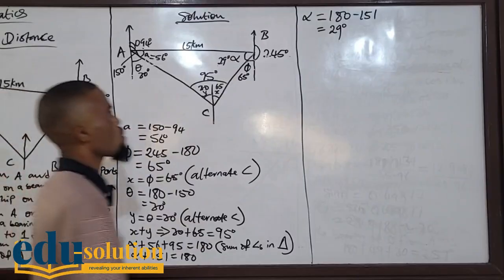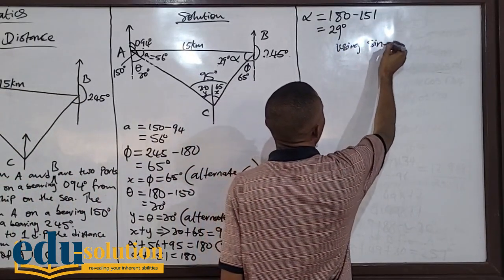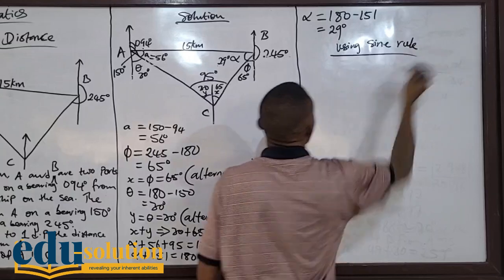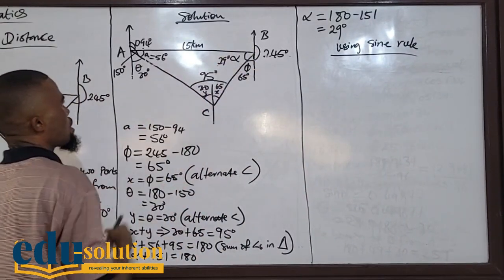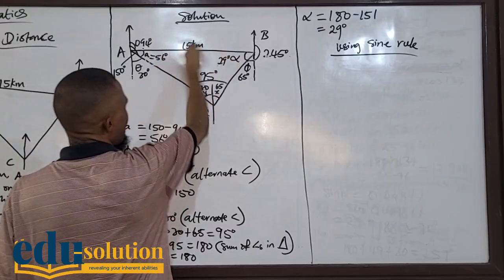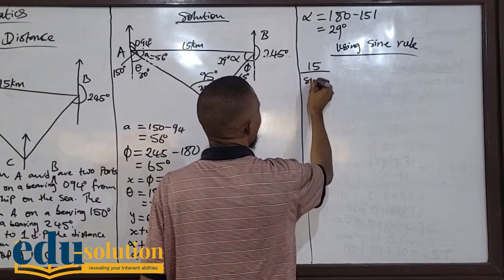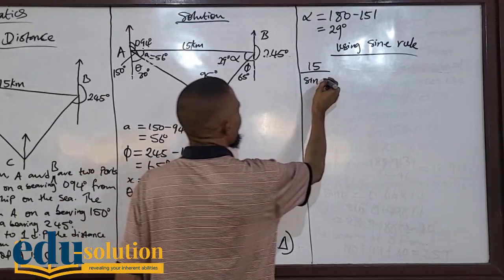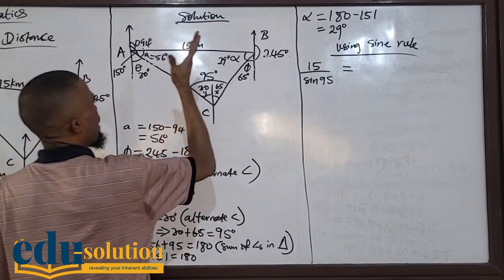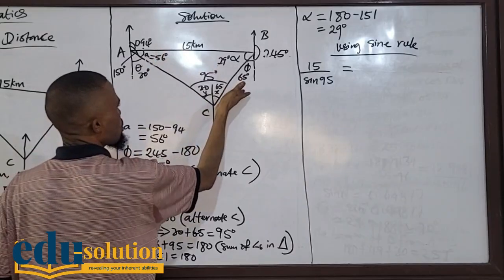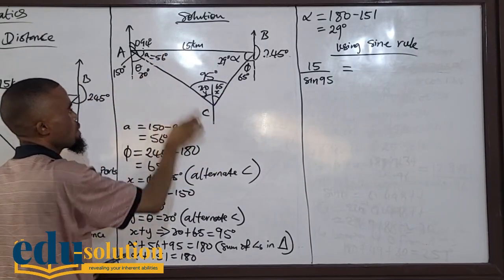So now we can use sine rule. So sine rule says side over the sine of the opposite angle. So since we have only this side, we must take this. So we are having 15 over sine of the opposite angle, which is 95, is equal to, I cannot use this angle because it's opposite to this side. We are not looking for this. According to the question, we are looking for this place. So I will take AC.